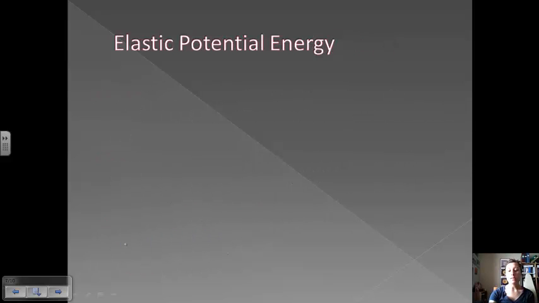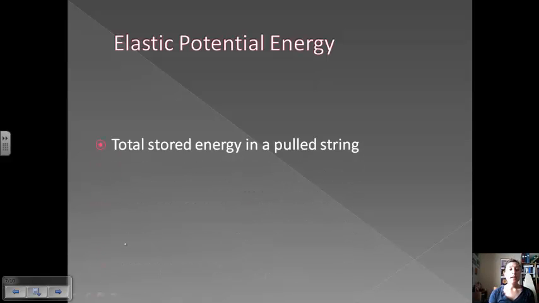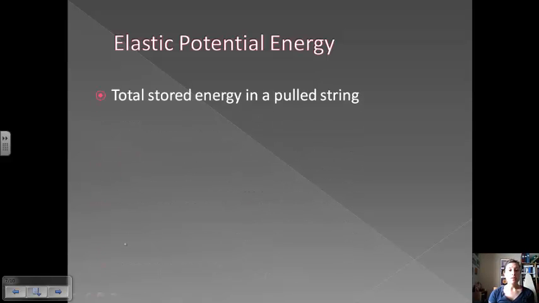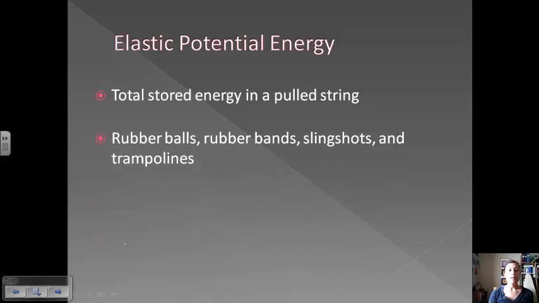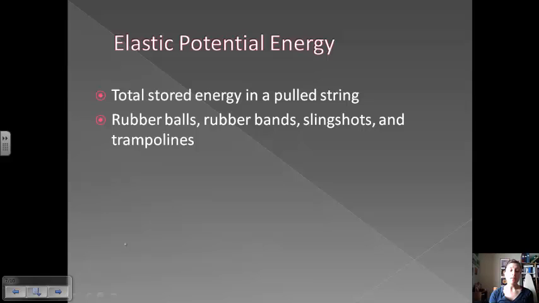We also have what's called elastic potential energy. Kind of think about when we talked about momentum, when we had elastic collisions where the objects collided and then bounced back. So this could be the total energy, stored energy in a pulled string. Rubber balls, rubber bands, slingshots, and trampolines would also be considered as objects that could have elastic potential energy. So basically you can pull them and then they will return to their original shape and won't be deformed. A lot like an elastic collision.